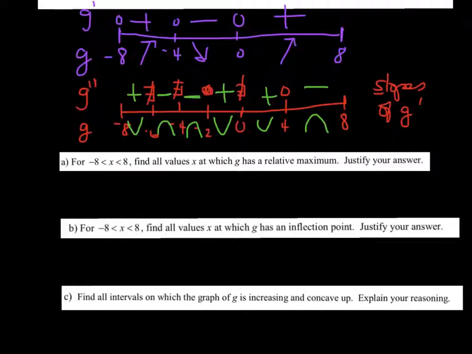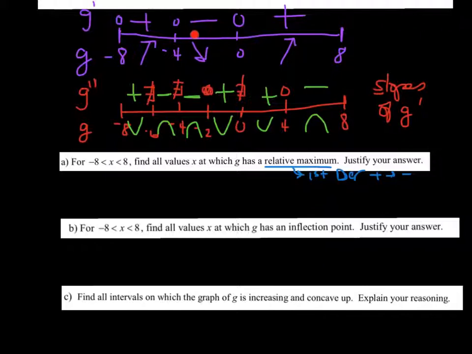For -8 less than x less than 8, find all values of x at which g has a relative maximum. Okay, relative maximum, remember, we are looking at the first derivative whenever we want relative extrema. And for a relative maximum, the first derivative has to change from positive to negative. So if I'm looking at my g prime sign chart, where am I changing from positive to negative?